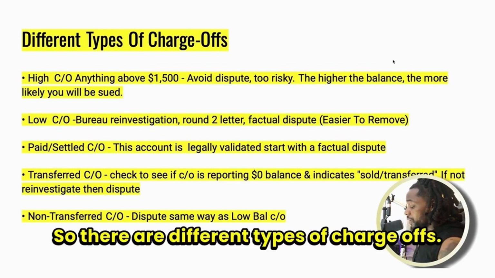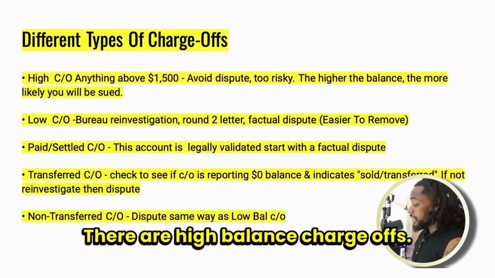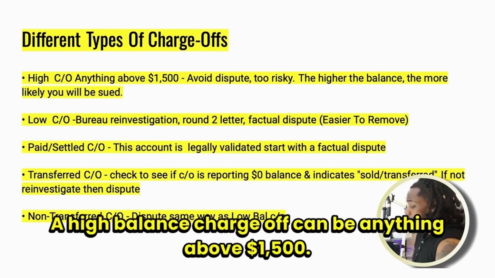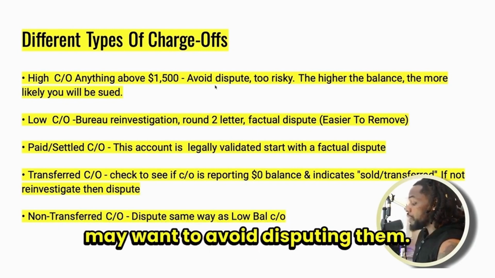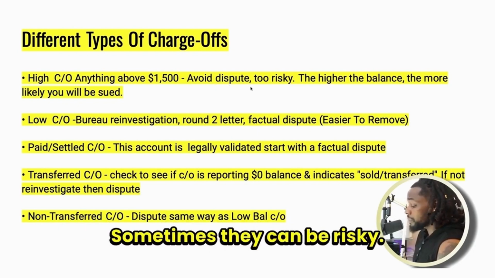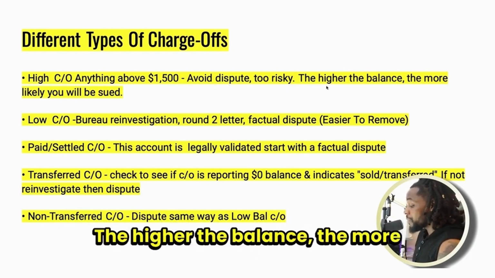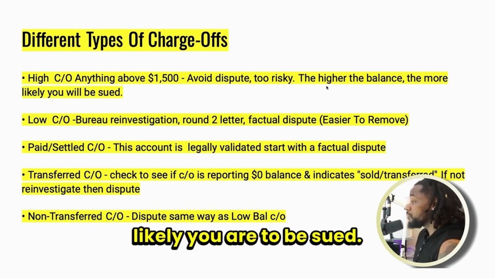So there are different types of charge offs. There are high balance charge offs. A high balance charge off can be anything above $1,500. Those, depending on your situation, you may want to avoid disputing them. Sometimes they can be risky. The higher the balance, the more likely you are to be sued.